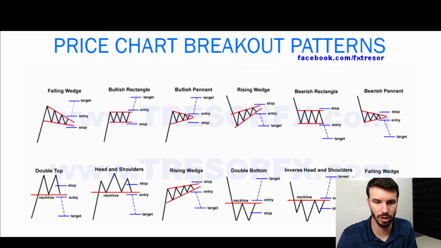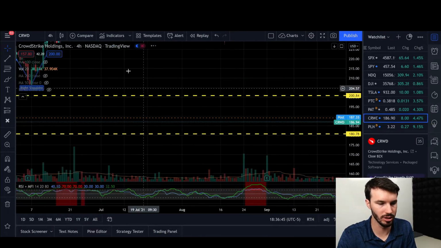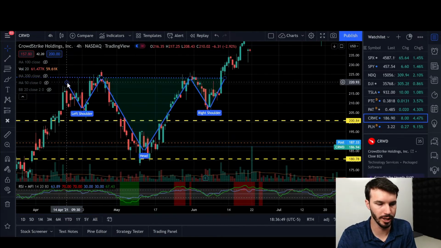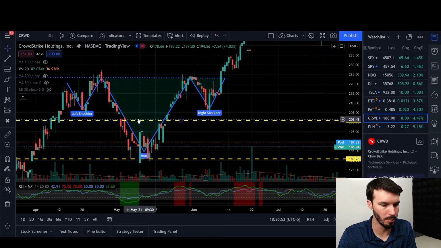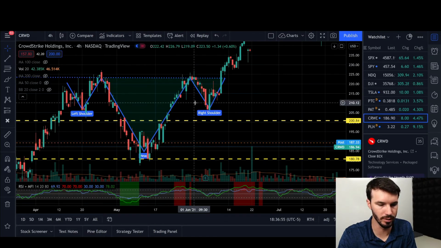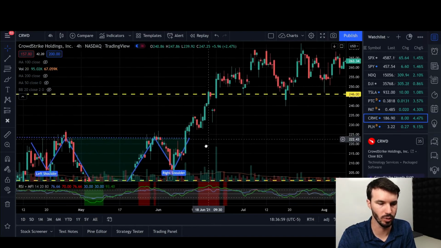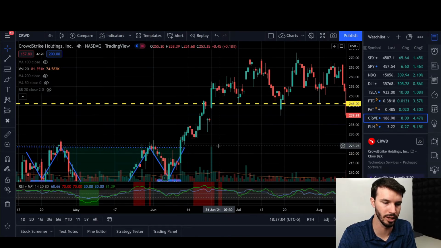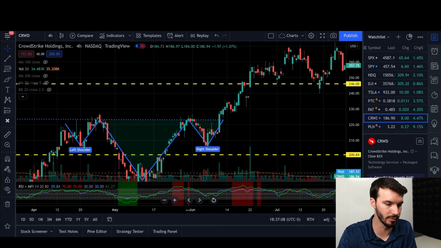So if we get back to the chart here, just to show you guys an example of this happening less than a year ago with CrowdStrike stock, right here we have another inverse head and shoulders pattern. This is back in May to June of 2021. And look what happens right after this inverse head and shoulders: a big breakout to the upside. This is actually a classic example, head and shoulders or inverse head and shoulders.